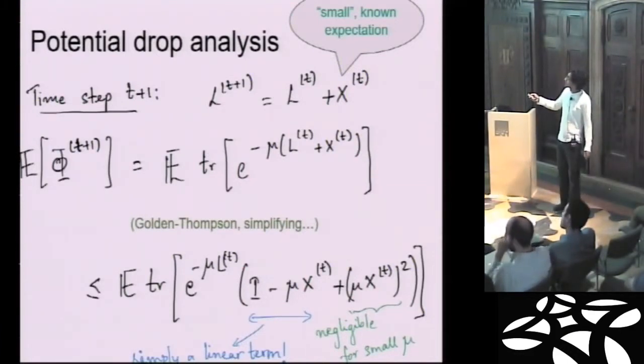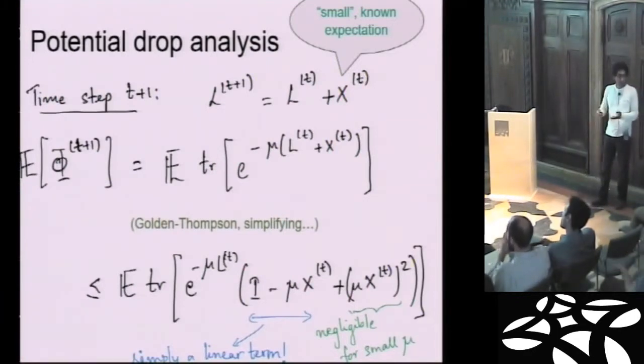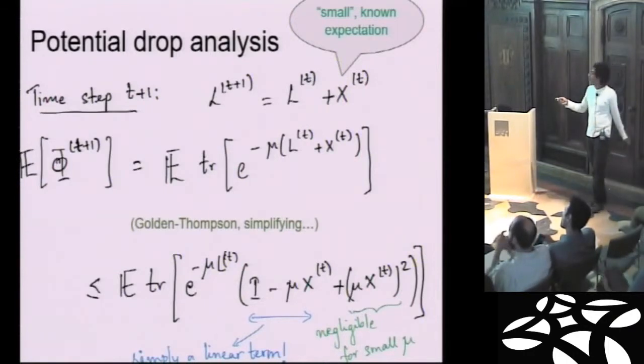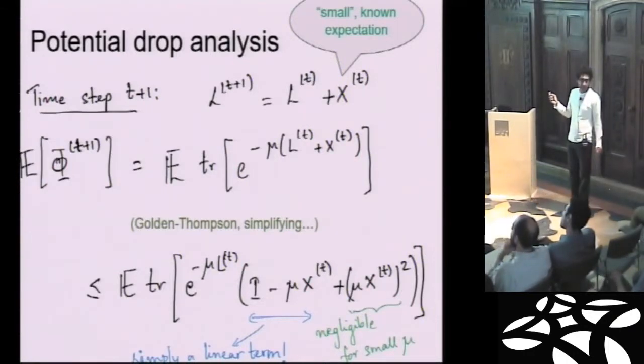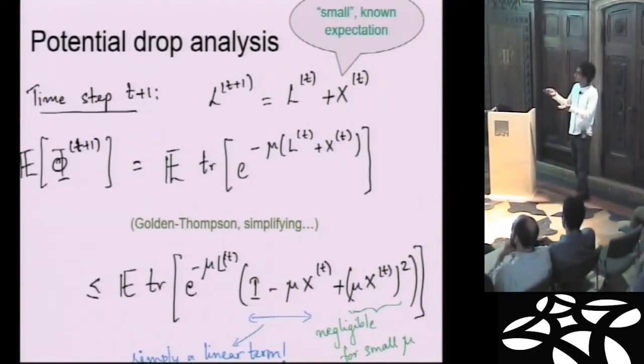Because you know that this Laplacian evolves as L_{t+1} being L_t plus some X_t. And X_t, all you know about it is that it's small, because there are only a few edges that change in the graph. And you also know its expectation. And you want to show that the expected behavior actually somehow comes through.